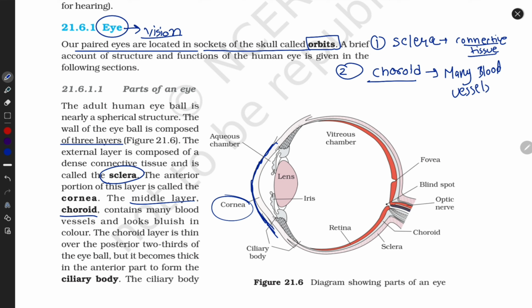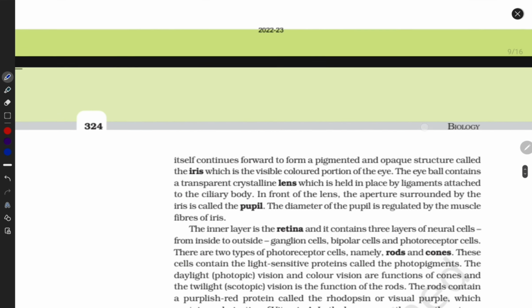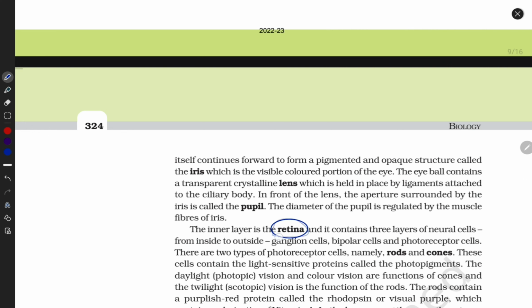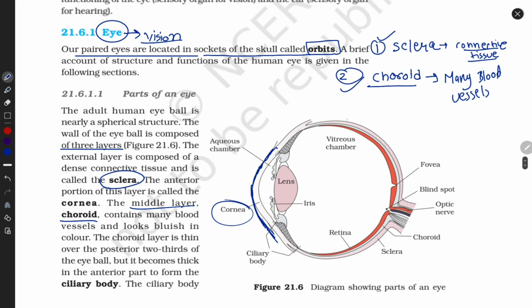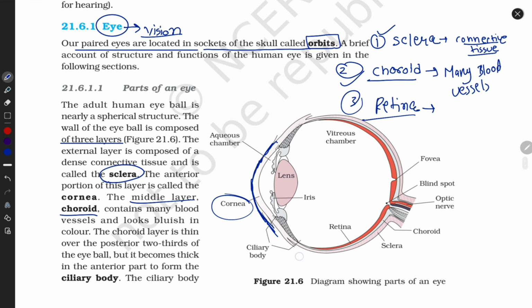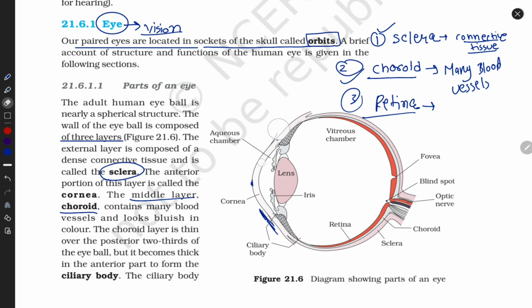Correct. The eye is made up of three layers. First, the outermost is the sclera. Second, the middle layer is the choroid. And third, look here, the retina, the inner layer. The third layer is the retina. Now look here. Let me remove this.